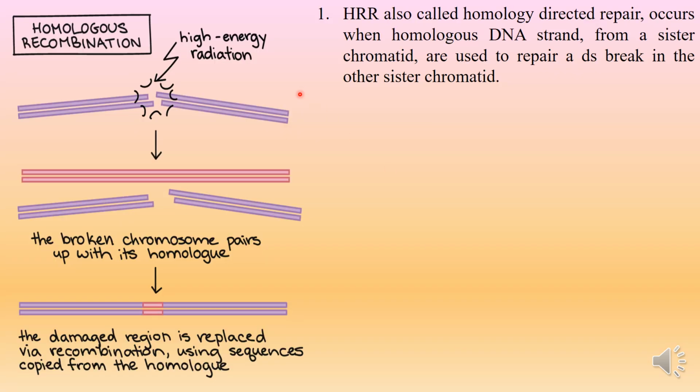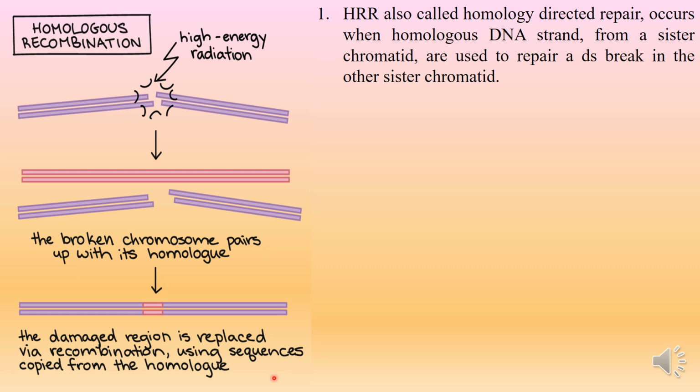Now we look at the homologous recombination repair mechanism, which is called homology directed repair, which occurs when homologous DNA strands from a sister chromatid are used to repair the double stranded break in the other sister chromatid. So these are sister chromatids and there is a break over here and the broken chromosome pairs up with its homologue and then the damaged region is replaced via recombination using sequence copied from the homologue.